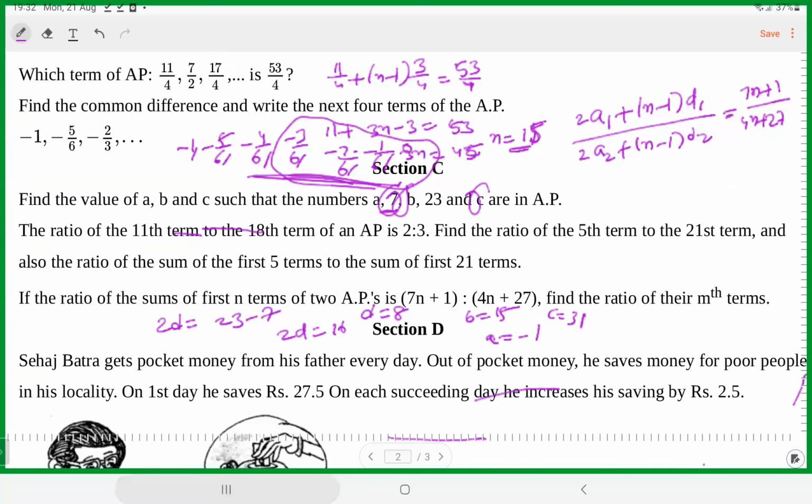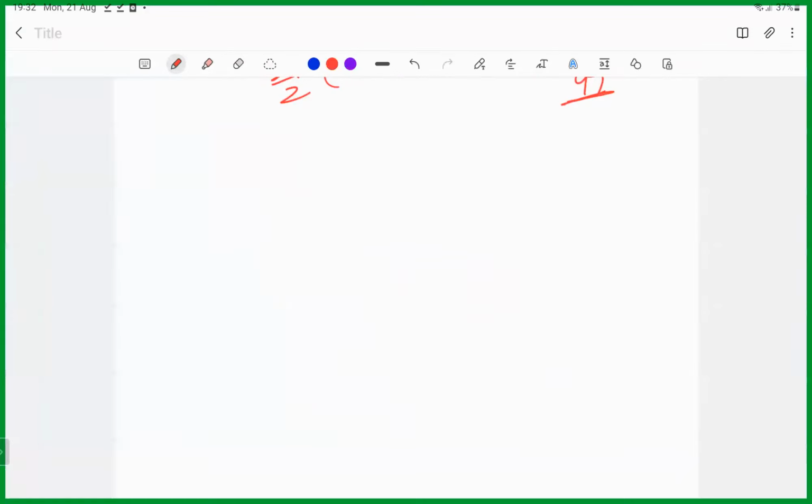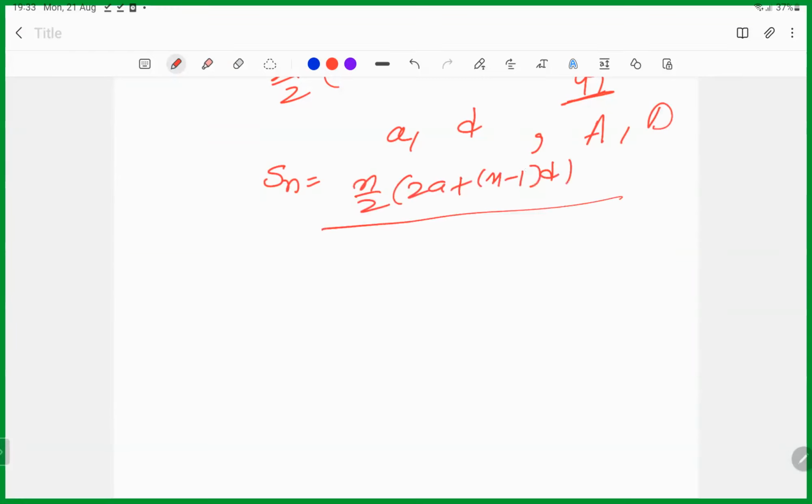Any idea how to do it? Let's see. What they are given here, two sequences are there. Okay. So Sn, let's take for one sequence, first term is a, common difference is d. Next sequence, take first term is capital A, common difference is capital D. So then what's the ratio? N by 2 into 2a plus n minus 1 into d for the first sequence. Second sequence, same n by 2.